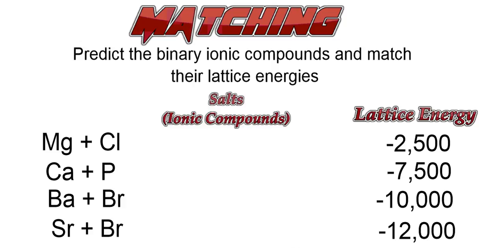Next, let's do a little matching. We're going to talk about the strength of a salt based on its formula. So predict the binary ionic compounds and match their lattice energies. So before we can start doing our matching, we need to actually figure out these formulas. So pause the video and look up the charges of each of these ions and create an ionic formula. So for example, Mg would be 2 plus and Cl would be minus 1. Create these formulas. Then we'll have a bigger discussion in a moment.